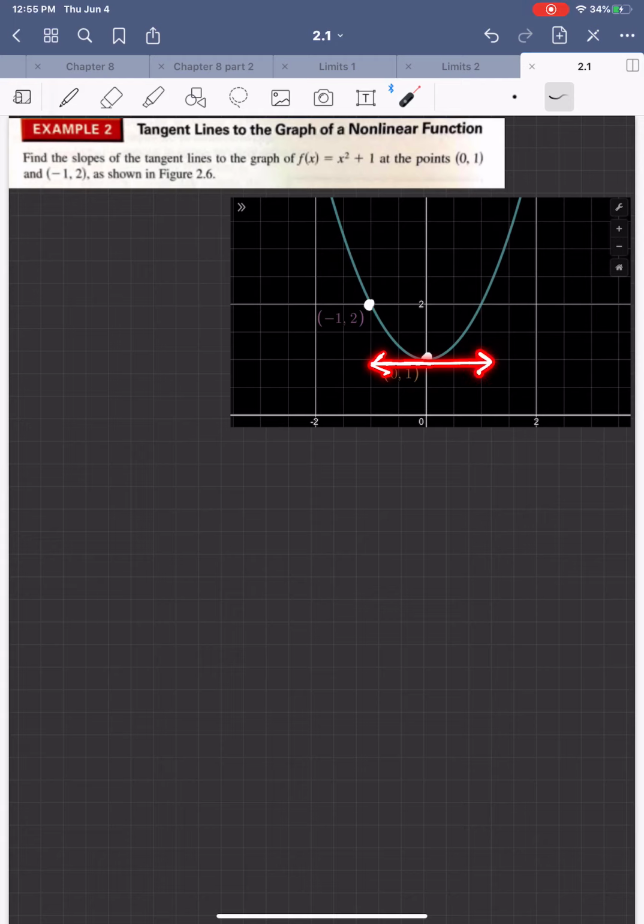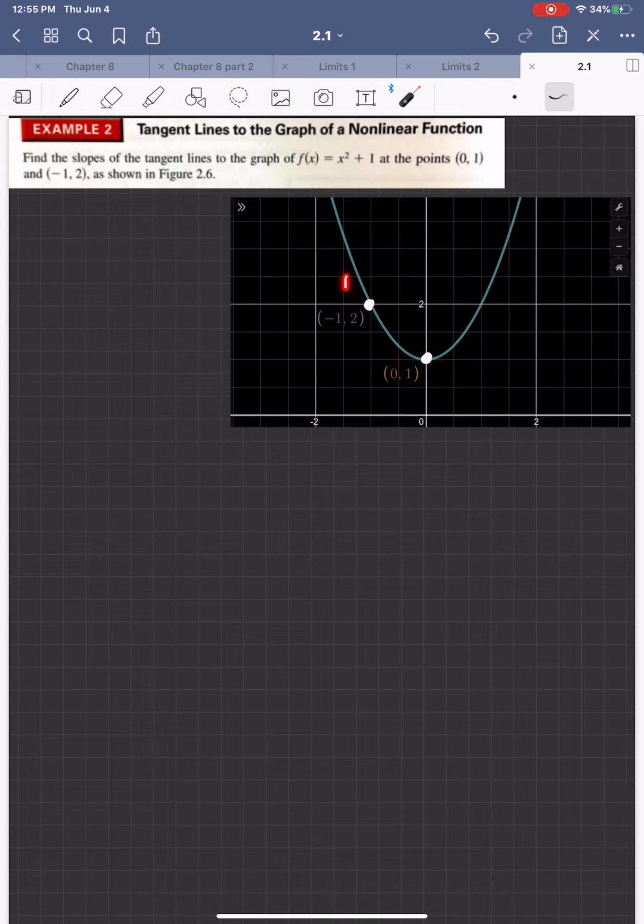If you had to take a guess at what the slope of that line is, what would you say? Well, it looks like a horizontal line to me, and I know that the slopes of horizontal lines are 0. So I'm already thinking the slope at this point should be 0.